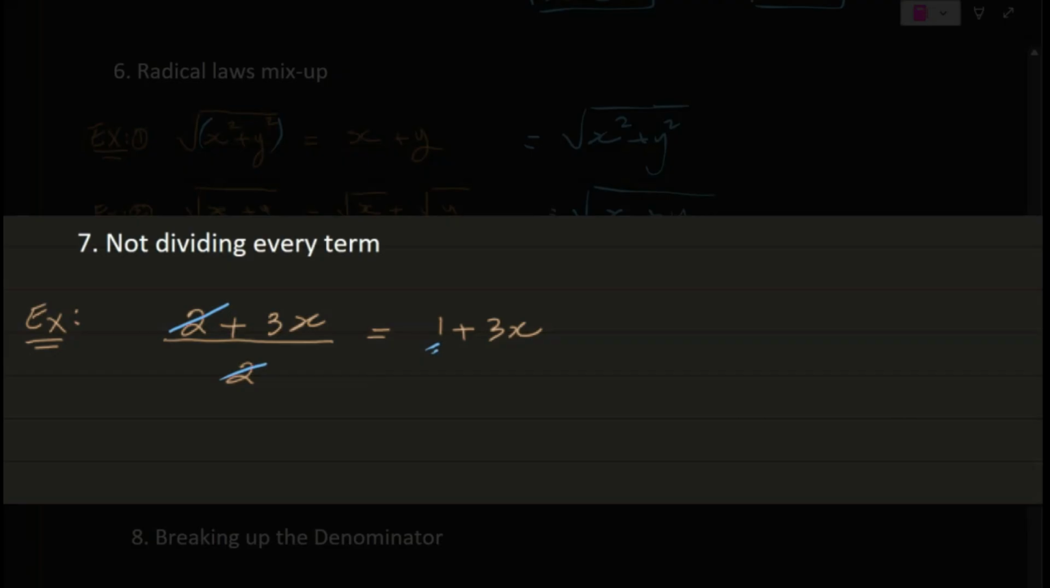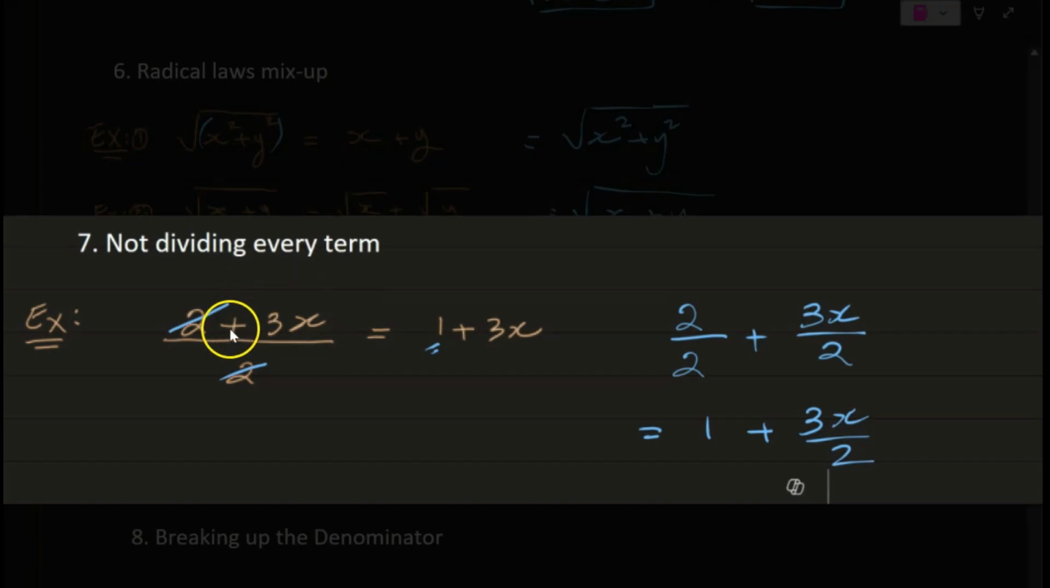Well, that's not true. All right. So in actuality, this has to be written like this: 2 over 2 plus 3x divided by 2. So 1 plus 3x divided by 2. That is the process that you have to use. You cannot divide only one term of the fraction. You have to divide both of them on top.